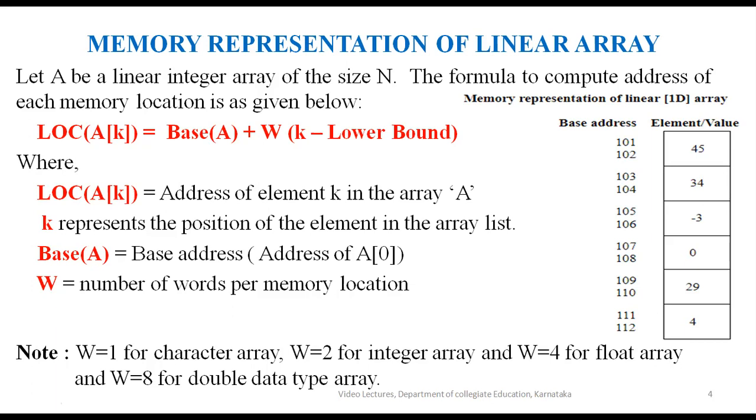Now W is the number of bytes required to store the element. Here W will be equal to 1 if it is a character type array, 2 if it is an integer type array, 4 if it is a float type, and 8 for double data type array.